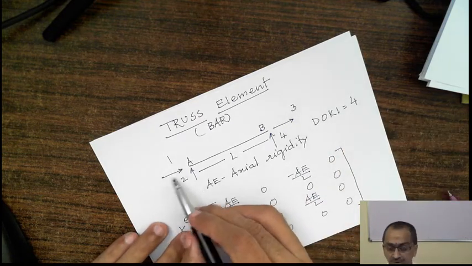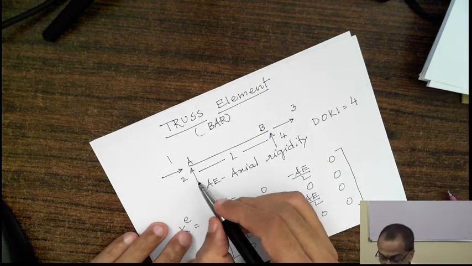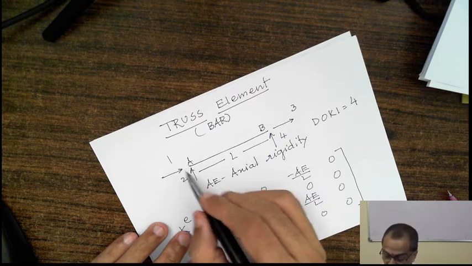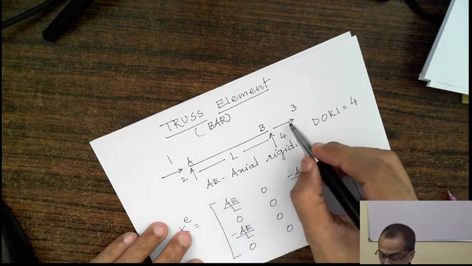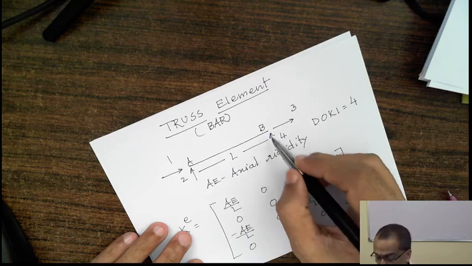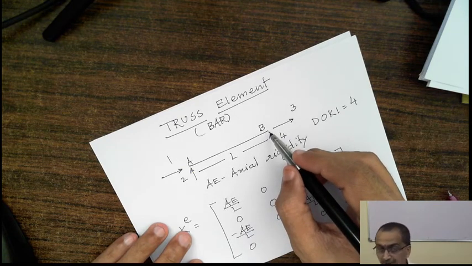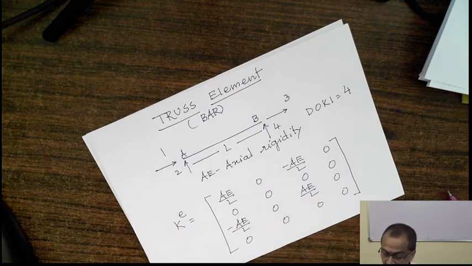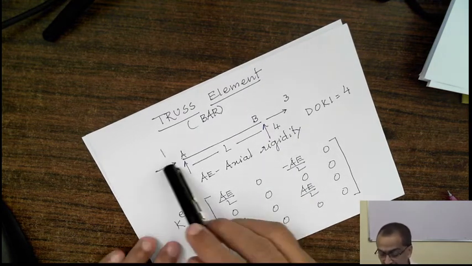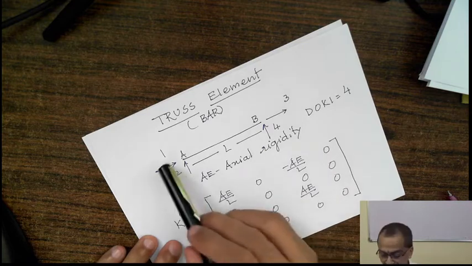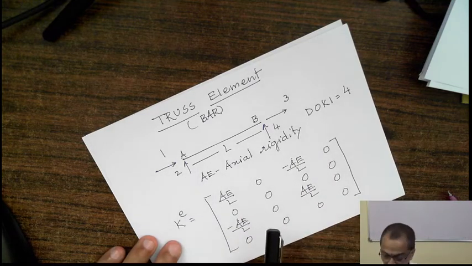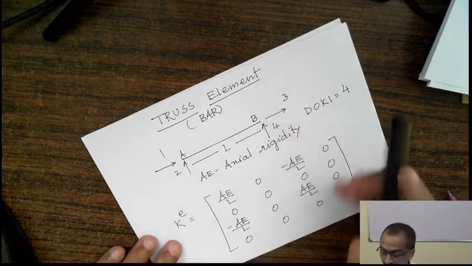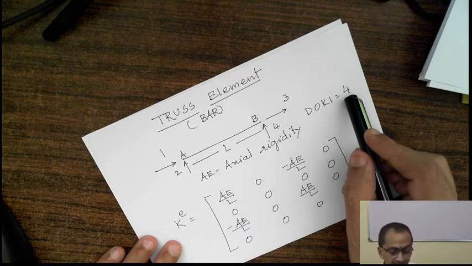The first is displacement in x direction, the second is displacement in y direction at joint A, the third is displacement in x direction, and the fourth is displacement in y direction at joint B. And we have also seen, just like the beam element, we don't have the liberty to select these coordinates. These coordinates are to be taken as they are, 1 2 3 4. We cannot change the order. So this is the order of the coordinates, and we have seen the degree of kinematic indeterminacy is 4.